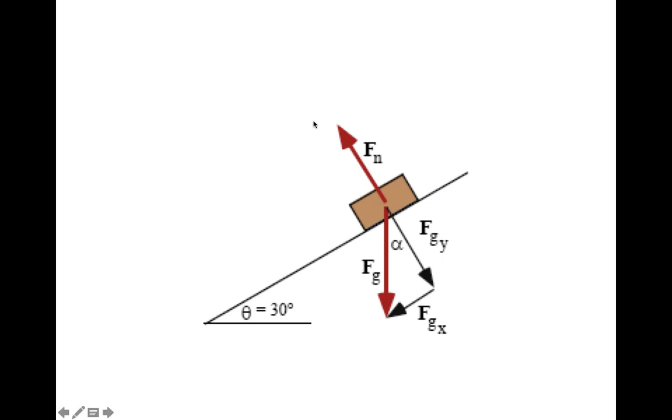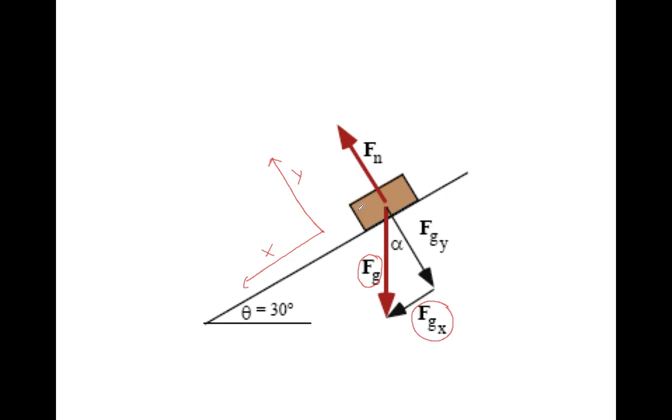So essentially what we will do in these examples is break down the force of gravity into two components. One component is Fgx, which is the force of gravity acting parallel to the surface of the inclined plane. So the x direction is this direction traveling down the inclined plane, and the y direction is perpendicular to the inclined plane.